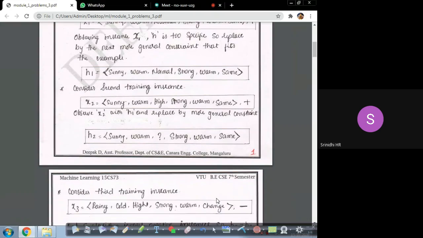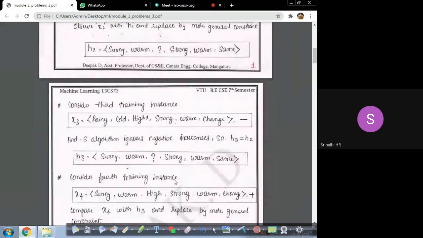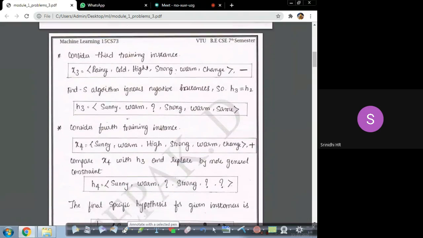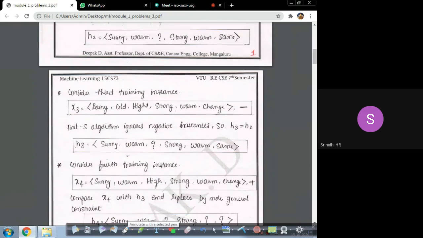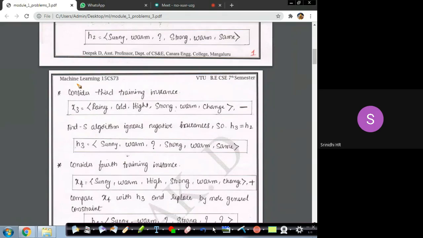Next, I'll consider my example 3, that is my x3. Considering x3, I'll be comparing x3. What is my h2 here? Hypothesis 2. Before you start comparing, you must check whether it is a positive example or negative example. Here it is a negative example. I don't compare. So in this case, if it is a negative example, I'll remain my h2.